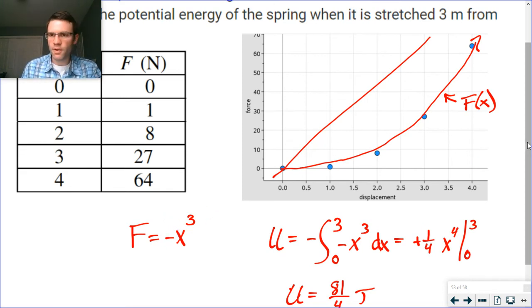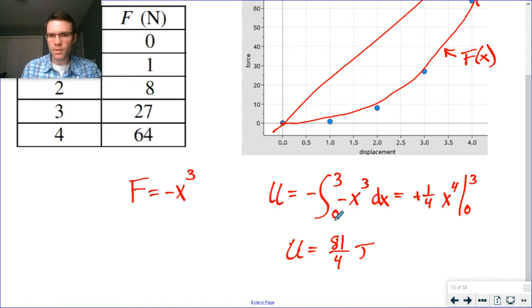So once we have our force function, we can integrate it over our bounds. We're going to start at equilibrium and stretch it to 3 meters. And if you do the integral, our negatives turn to positive and we get 81 joules. We want a positive value because we stretch the spring and we're storing energy in it. And that's one of your multiple choice options, 81 joules.